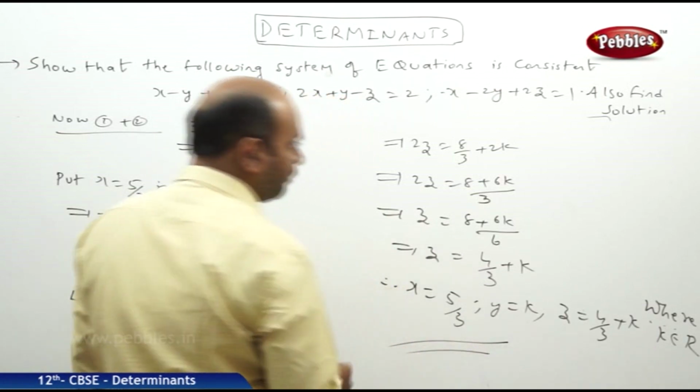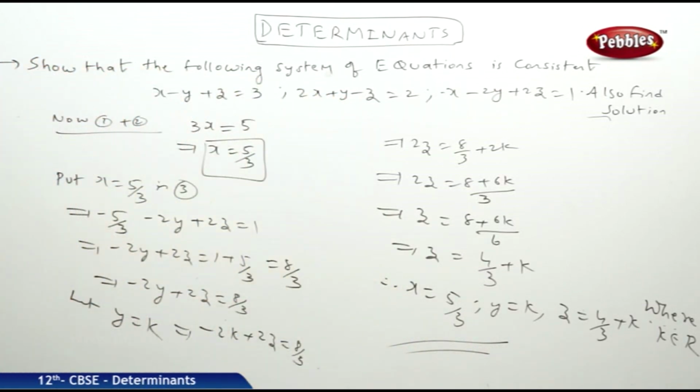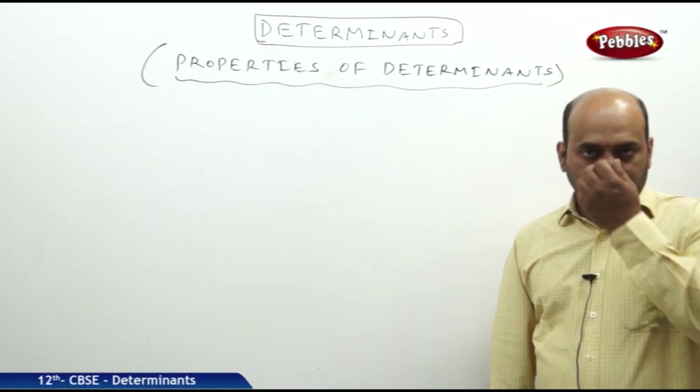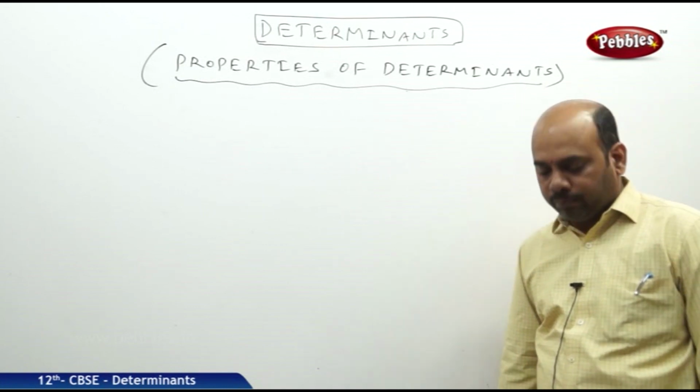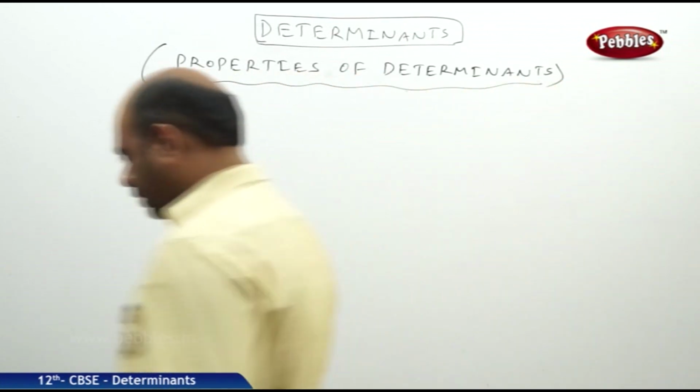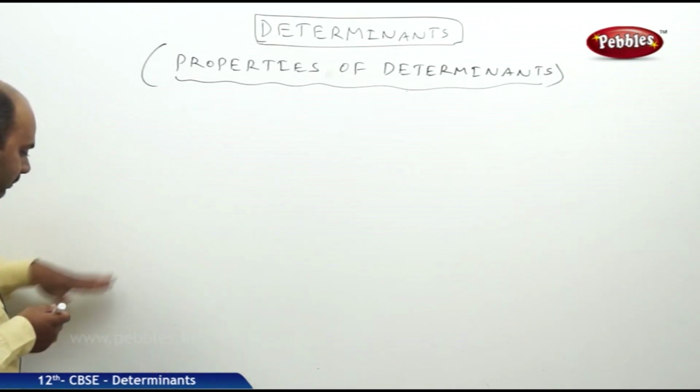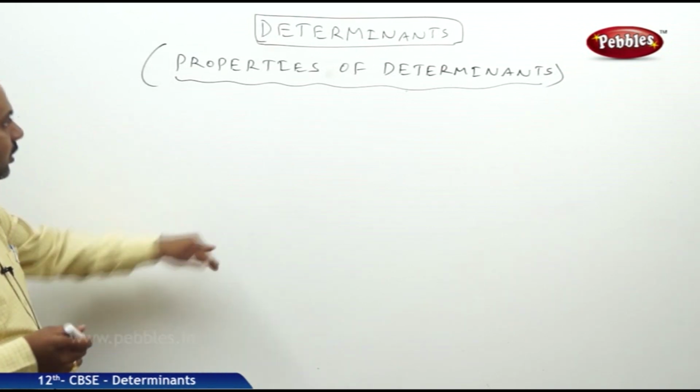This is the pattern where the system is consistent and is possessing an infinite number of solutions. Now, we shall be knowing about the properties of determinants. Before starting these properties of determinants, I would like to explain the physical shape of the determinant.